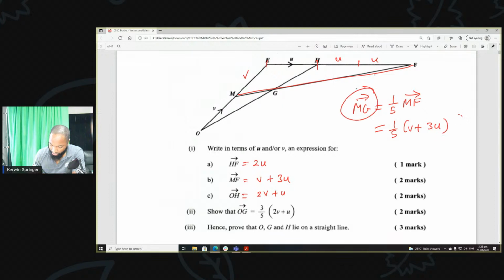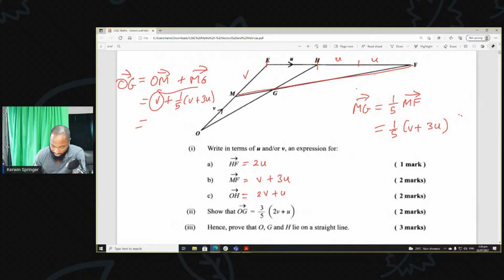This is MG, right? And remember why we're trying to find MG: because we want OG. So OG is OM, going from O to M, then from M to G. So it's V plus 1/5 of V plus 3U. When you boil everything down, you get 6/5 of V plus 3/5 of U. Factorize out 3/5, and you get 2V plus U.